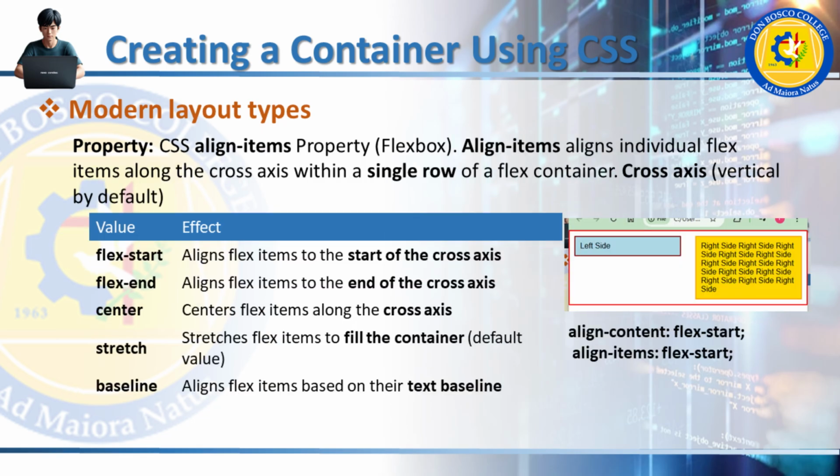The next property is align items, which aligns individual Flex items along the cross-axis within a single row of a Flex container. By default, the cross-axis is vertical. When set to Flex Start, Flex items are aligned to the start of the cross-axis, while Flex End aligns them to the end. The center value centers the Flex items along the cross-axis, whereas Stretch, the default value, stretches them to fill the container. Finally, the baseline value aligns Flex items based on their text baseline.